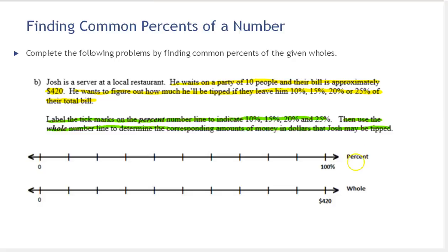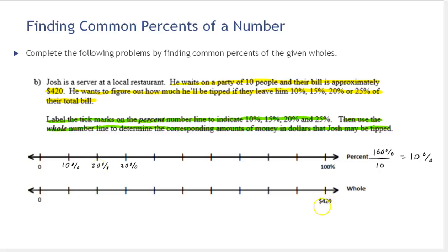So first, here's our percent number line. It's partitioned into 10 equal pieces. So if I divide 100% into 10 equal pieces, each piece has length 10%. So let's label these 10%, 20%, 30%, and we can continue onwards, 40, 50, 60, 70, 80. We'll just put these because we need to find 10, 15, 20, and 25. Okay? And we'll partition these more in just a minute.